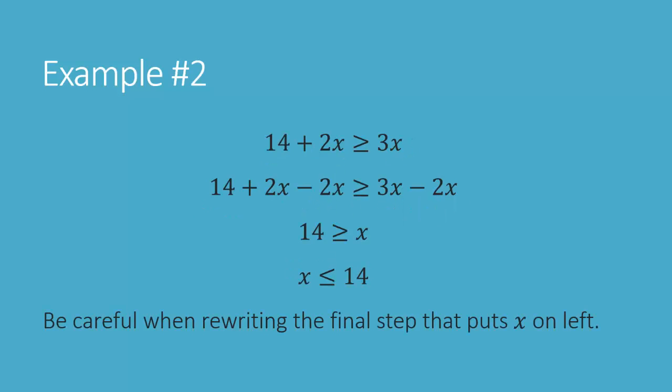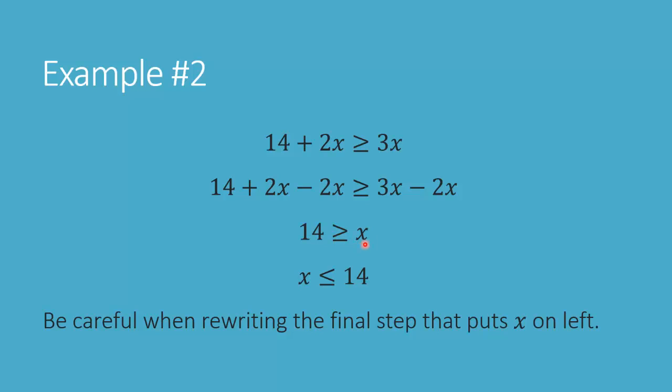Another, more involved example is this one right here, where we start with 14 plus 2x greater than 3x, and then change it by moving all the x's to one side. In this case, I move this x to the right instead of to the left, just because the 3x is bigger, so I know that I can subtract from both sides and this will stay positive. It's just neater this way. So I subtract 2x from both sides, and we just get 14 is greater than or equal to x.